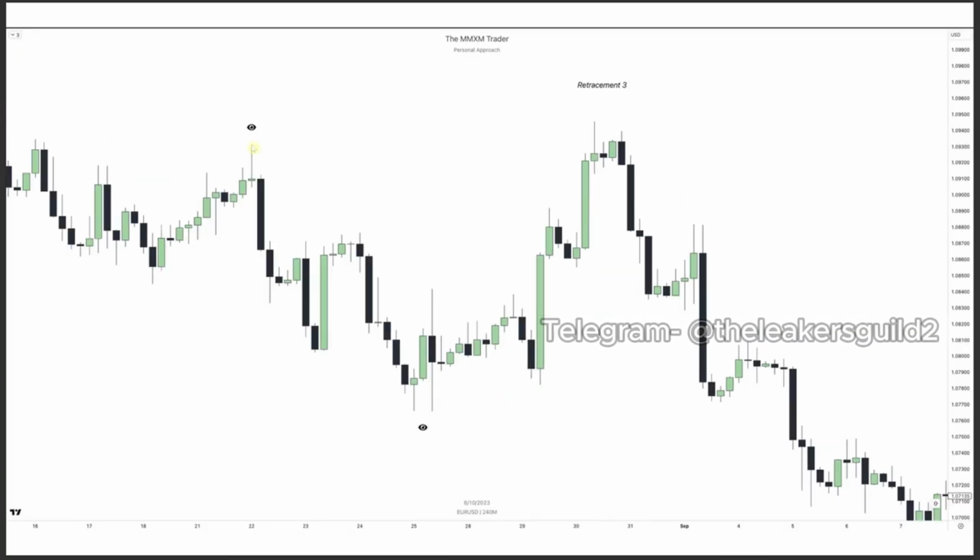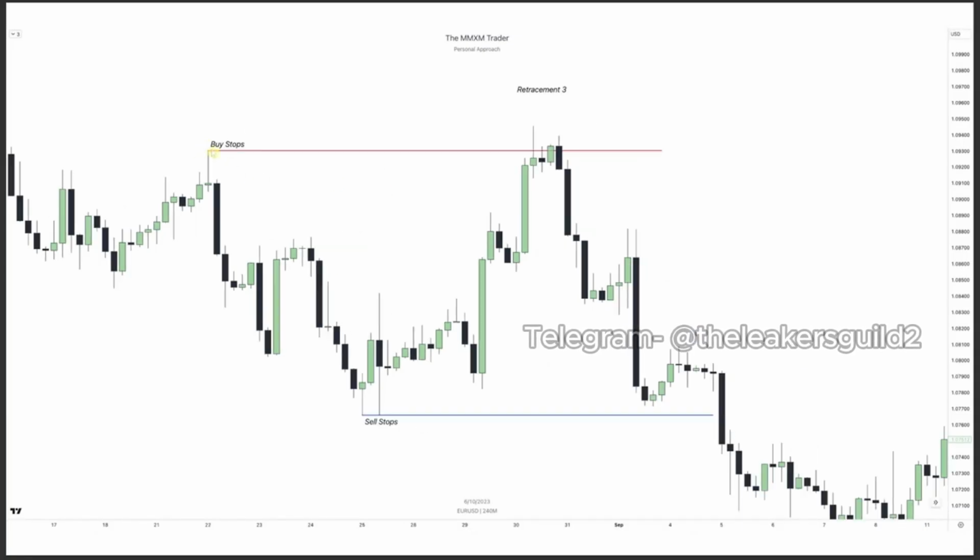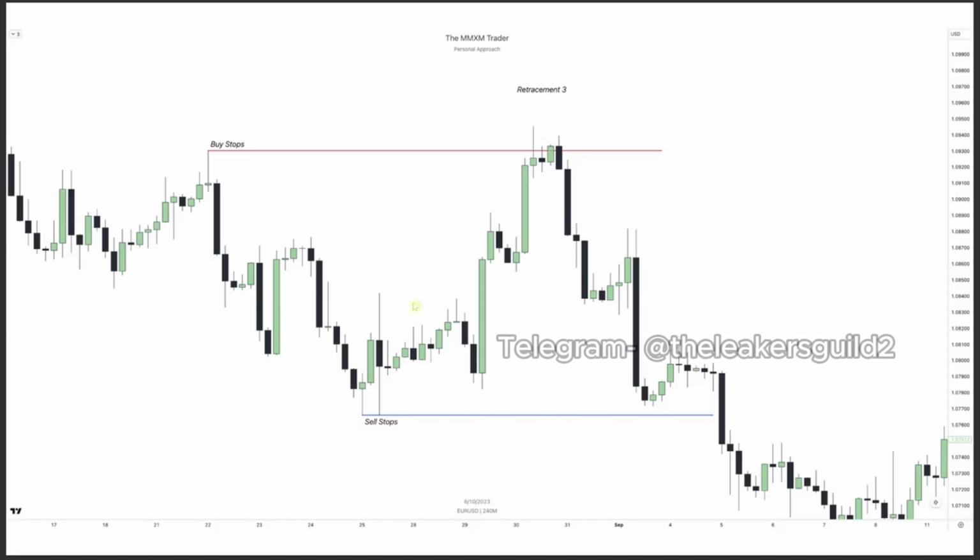Right, your eye should go to this high over here and these lows down here. Again, at a high, buy stops, right? We can see that over here. Buy stops accumulated, and now we want to pair up those buy stops with the sell stops.